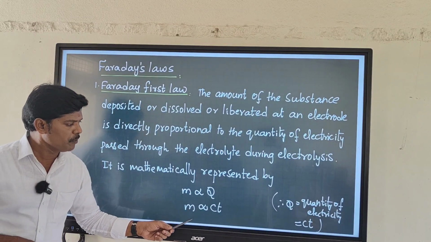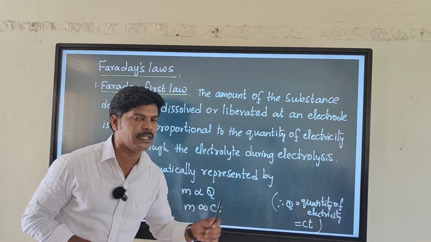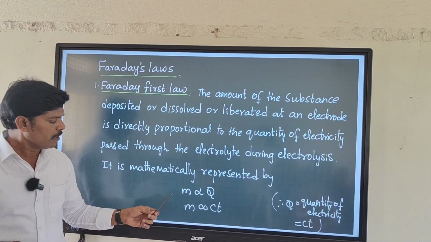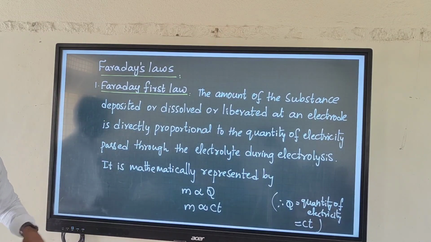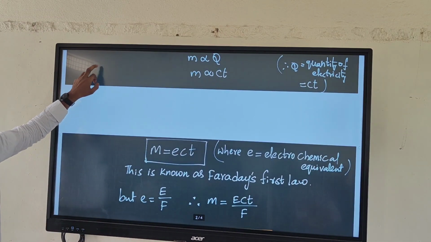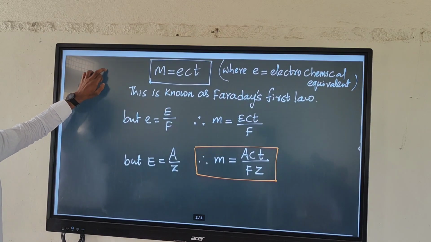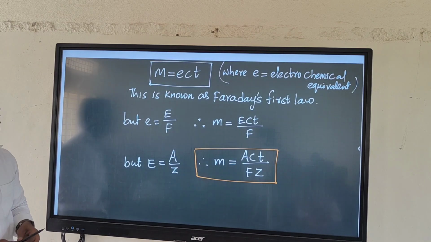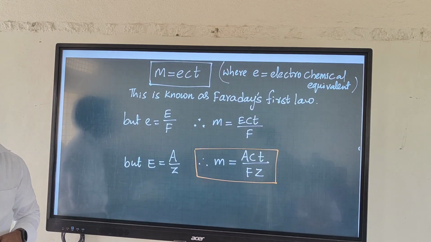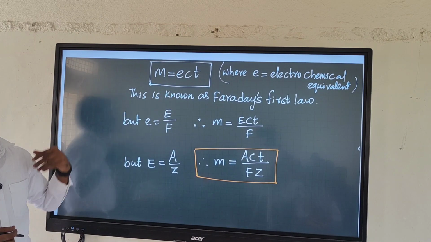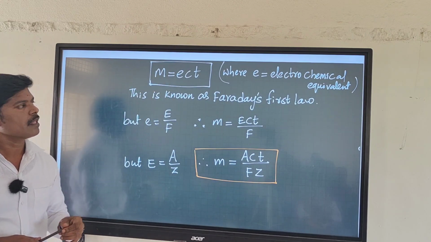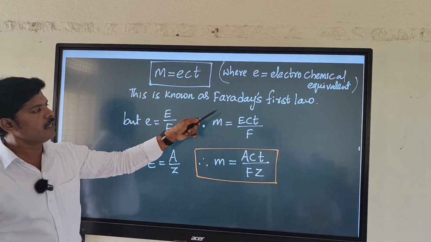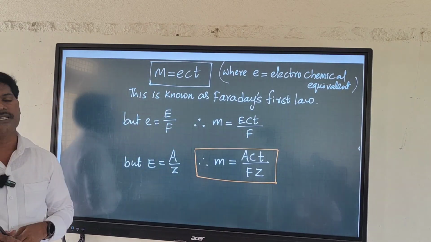So M is directly proportional to Q, and we know that Q is equal to C into T. C is current in amperes and T is time in seconds. So therefore M is directly proportional to Ct. If you remove the proportionality sign, we get M is equal to a proportional constant times Ct. Here I am taking the proportional constant as e; somewhere we take Z also. So M is equal to eCt. e is the electrochemical equivalent. This is known as Faraday's first law in mathematical form. M is equal to eCt.